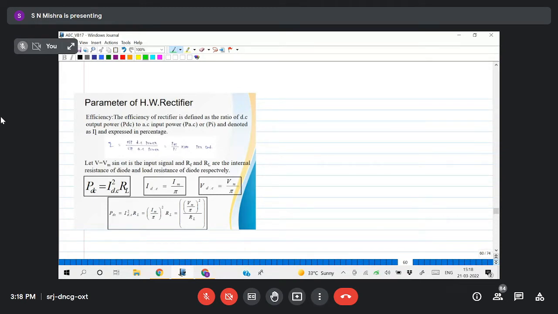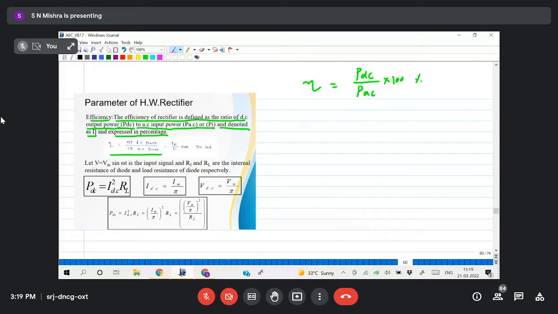Once we have this preliminary idea, we'll go into the calculation of efficiency and ripple factor of this half-wave rectifier circuit. So how do we define rectifier efficiency? The efficiency of a rectifier is defined as the ratio of DC output power, PDC, to AC input power, PAC, and is denoted by eta and expressed as a percentage. So eta equals PDC by PAC into 100 percent.